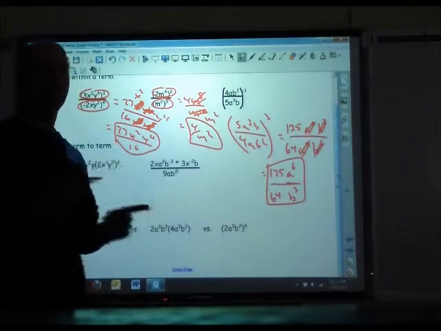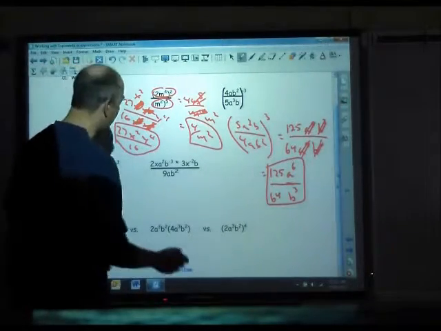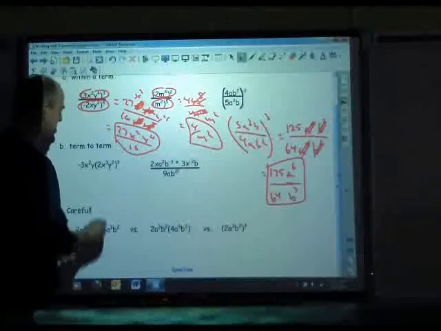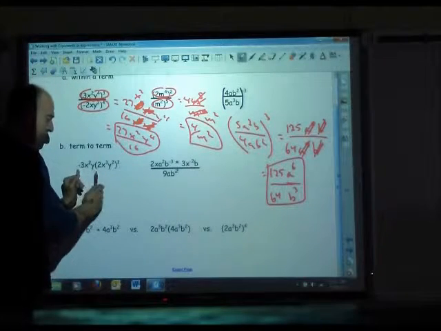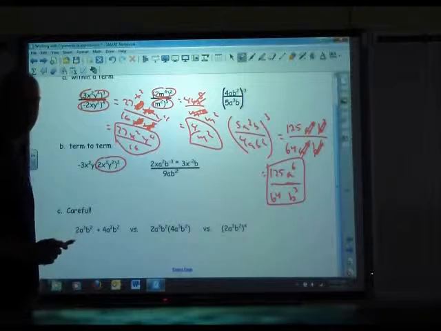People want to go left to right all the time. That seems good because we first learned how to read way back in the day. But you got to follow order of operations. What's more important to the base, being multiplied or being powered? And the answer is we got to take care of the exponent.